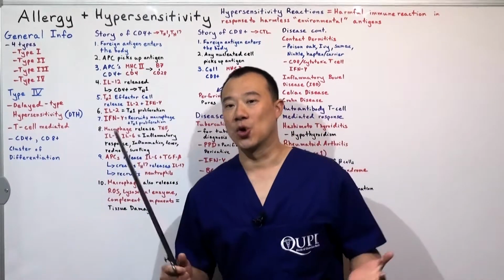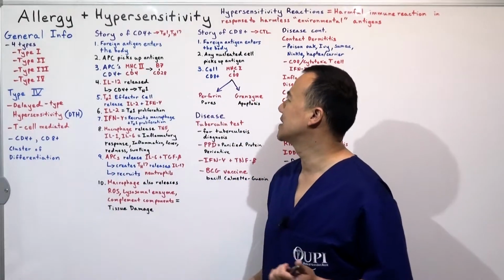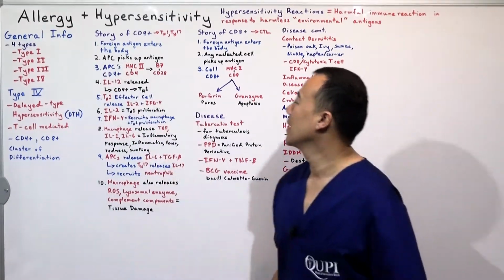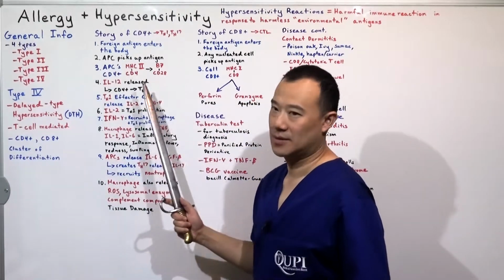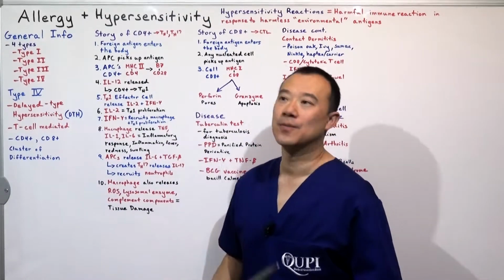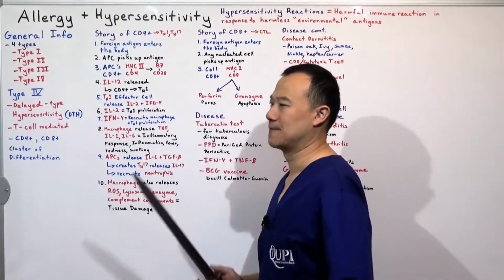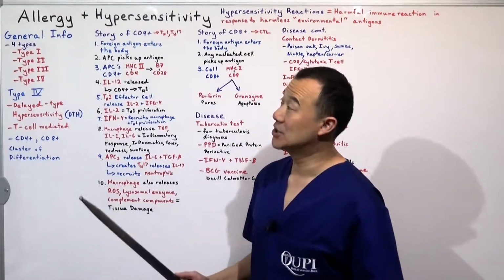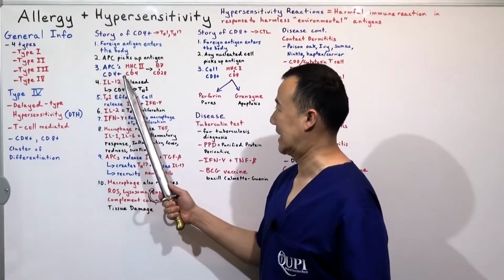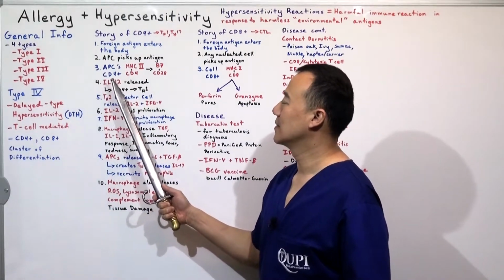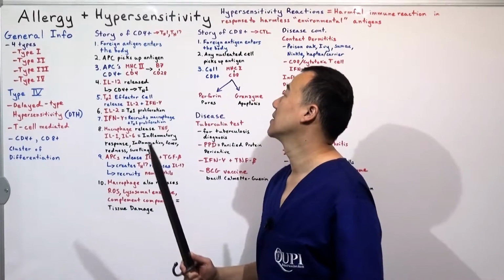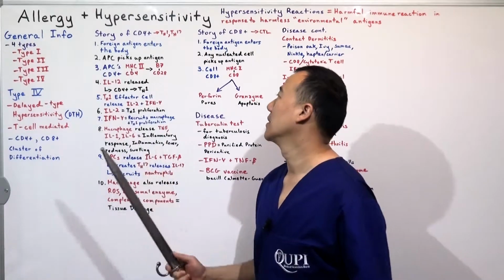All right, let's talk about the story of CD4 positive becoming a T helper cell. First, a foreign antigen enters the body, obviously. Second, the APC, which is an antigen presenting cell, picks up the antigen. And what does the antigen presenting cell do? Well, it presents the antigen, okay? So we've got an antigen presenting cell, and a naive CD4 positive cell, and they link up.